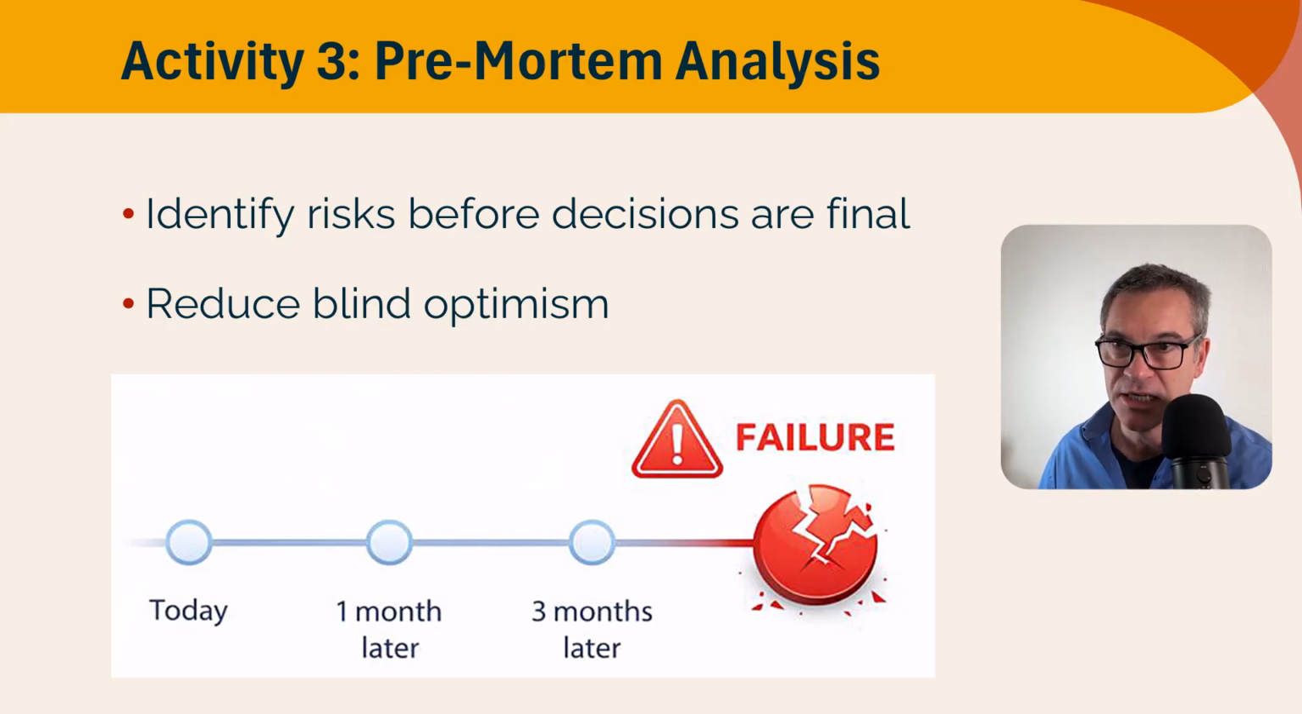Before finalizing a decision, this activity asks the group to imagine that the decision has already failed. Set the scene, ask participants to imagine it's several months in the future and that the project or decision did not succeed, it failed. So working silently at first, so individually, ask people to write down why it would have failed, what went wrong, which assumptions proved false, and what risks were underestimated. So they have to use their imagination, of course.